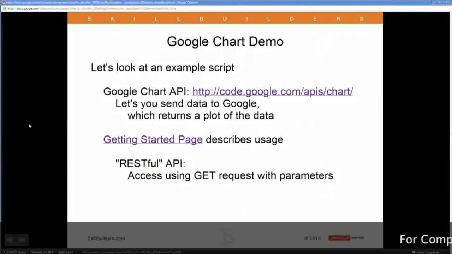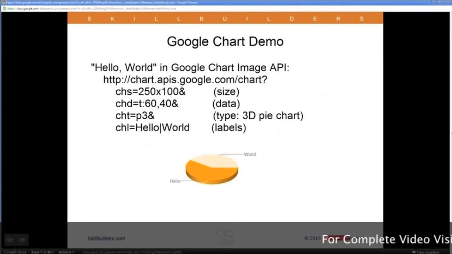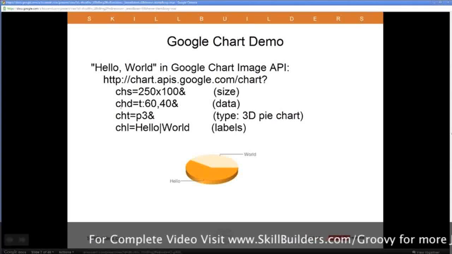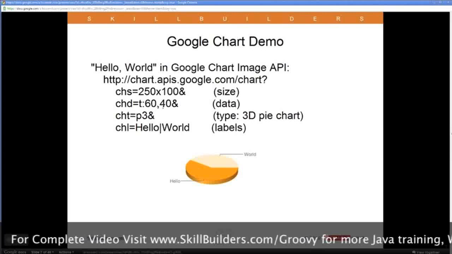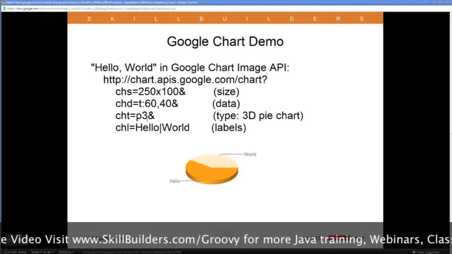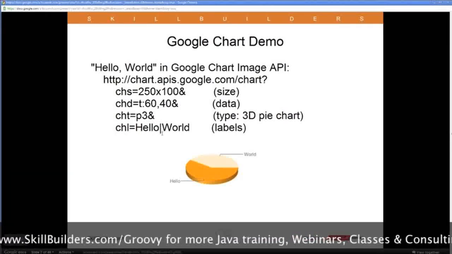Now, I echoed this in our slides here. This is an access to Google Chart. Now, of course, this would all be on one line. So you send your request to this URL, chart.apis.google.com/chart?, and the rest of these things are all parameters. So, for example, CHS is the size of the chart in pixels. CHD is the data. This is text data between 0 and 100. CHT here is the type. In this case, I'm asking for a three-dimensional pie chart. And CHL would be the labels. You see labels are separated by a vertical bar.